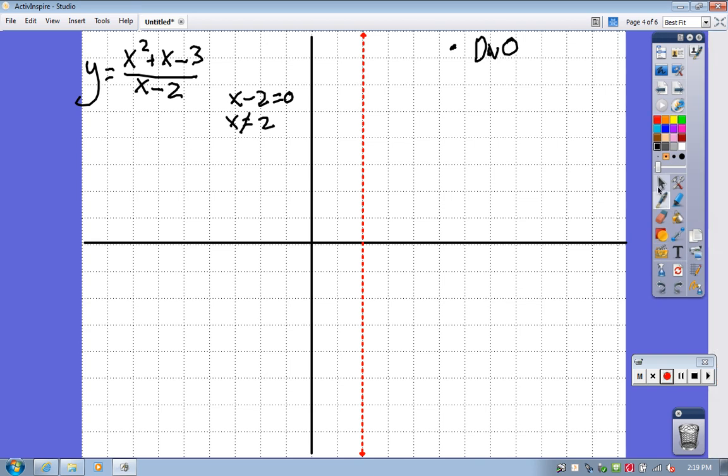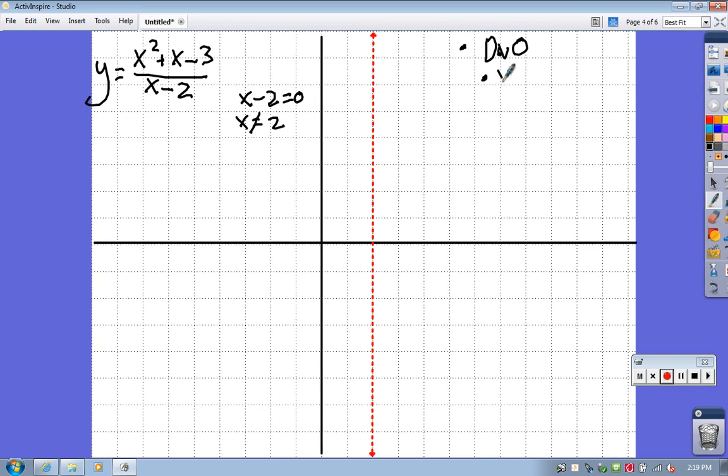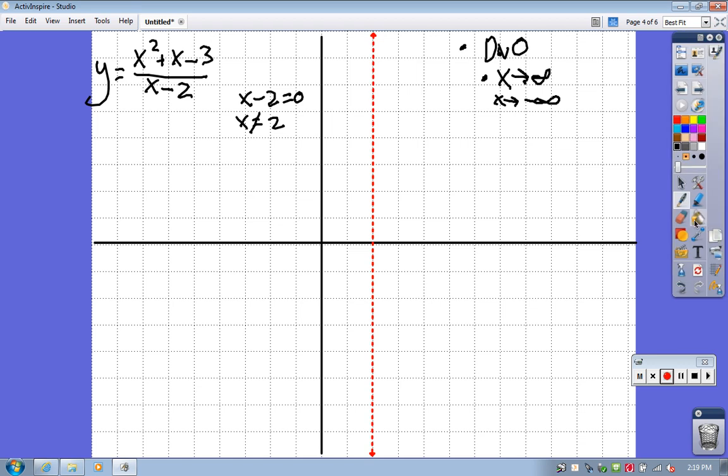Great. And then the next question, like I've said before, is what happens if x gets big positively? What happens, that's an infinity sign, as x gets big negatively? Sorry, that's ridiculously sloppy. There we go.